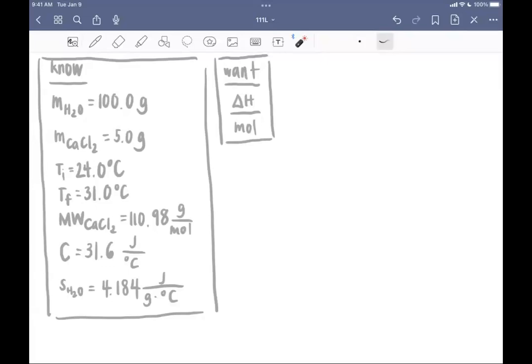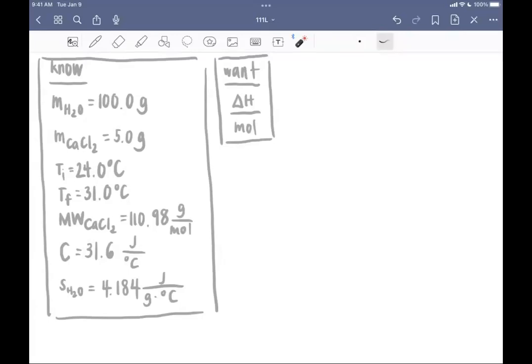A few other aspects that are represented here are the molecular weight of calcium chloride, which hopefully everybody knows how to calculate based on the atomic masses of calcium and chlorine. And then the heat capacity of the calorimeter was determined from activity 1. So I've just input that number here. And finally, our specific heat of water is that standard value again, but I want to make sure that it's viewed here so that we can follow that during our calculations.